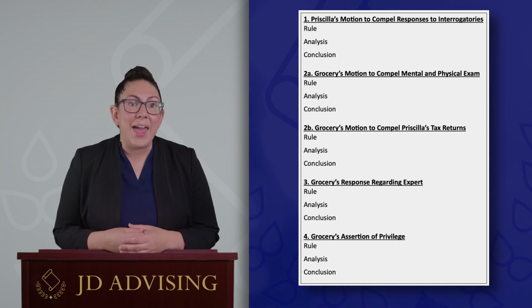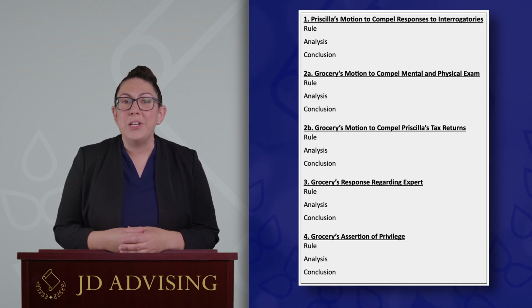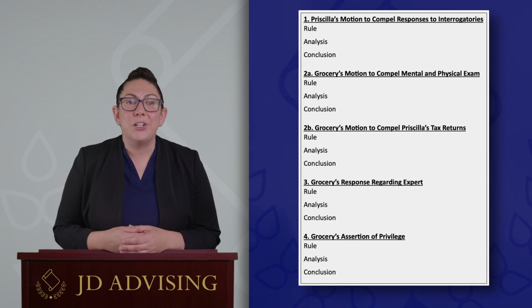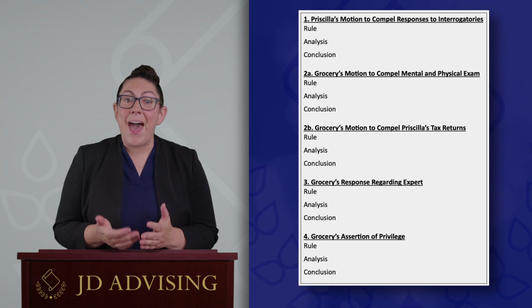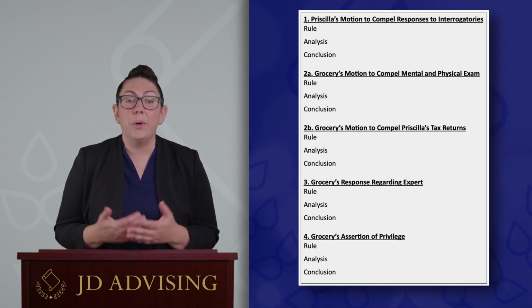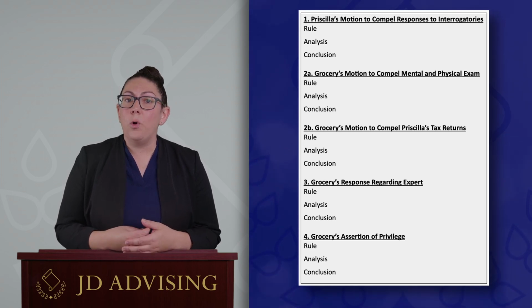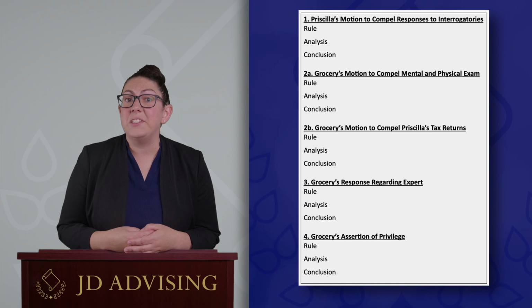So 2A can be for Grocery's motion to compel the mental and physical exam, and 2B is for Grocery's motion to compel Priscilla's tax returns. 3 is Grocery's response regarding its expert, and 4 is for Grocery's assertion of privilege. In this case, the main headings are centered around the facts, so a short statement of the pertinent facts will suffice as your issue statement or heading. You don't need the heading to be in the form of an overall conclusion or even a full sentence.